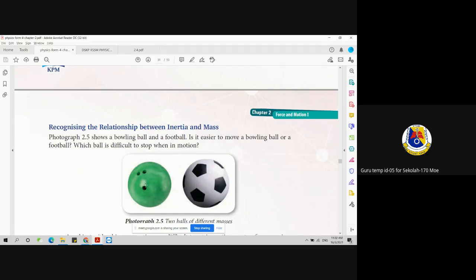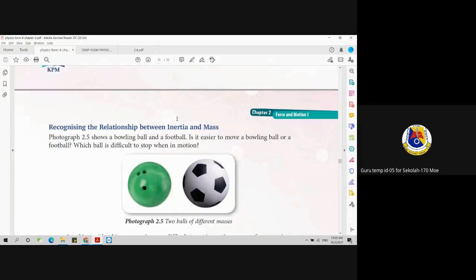So from this experiment, I just want all of you to know that mass matters to inertia. The inertia is affected by the mass. So we are going to recognize the relationship between the inertia and the mass. Looking at the textbook, it gives two balls, a football and a bowling ball. Is it easier to move a bowling ball or a football? Which ball is difficult to stop when in motion?